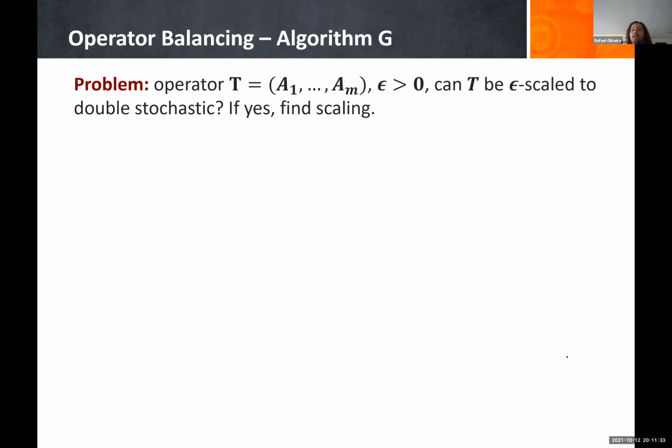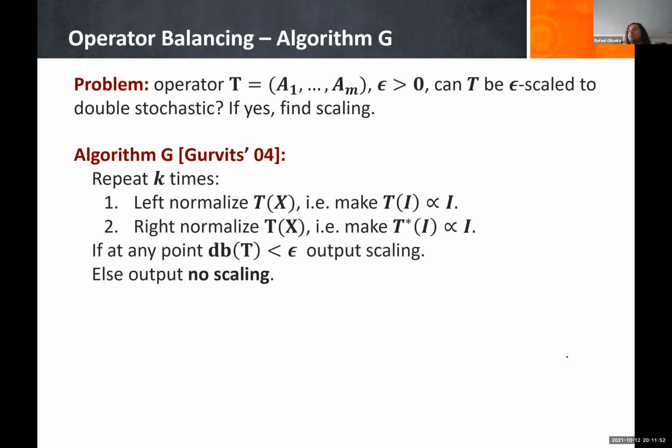So I'm hoping that after this it will be clear to everybody. Here's our problem. We have this operator T, which we can give by these matrices A1 up to AM, and we have this epsilon bigger than 0. The question is, can T be epsilon-scaled to doubly stochastic? And if yes, we want to find the scaling. Gurvitz observed that the algorithm we know for matrix scaling works just fine. So why not do the same algorithm for operator scaling? It's generalized in such a beautiful way that you can just plug in everything the right way.